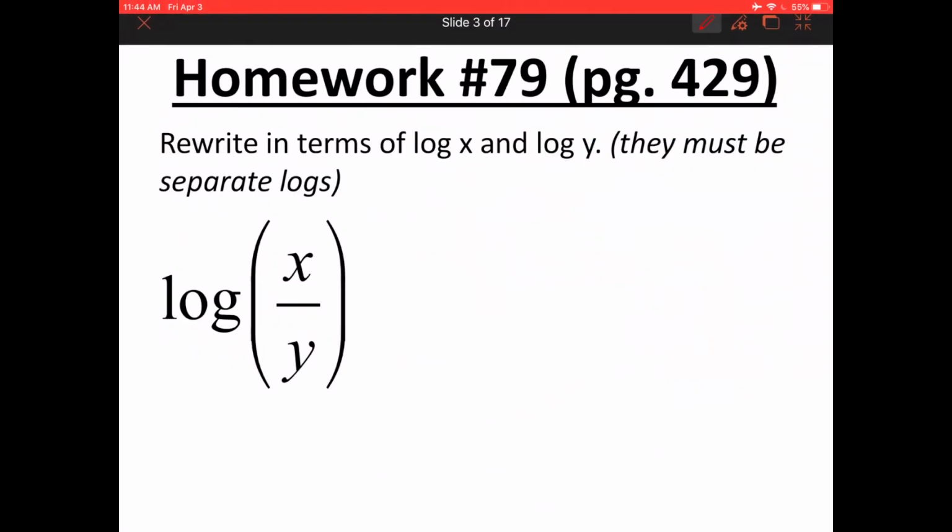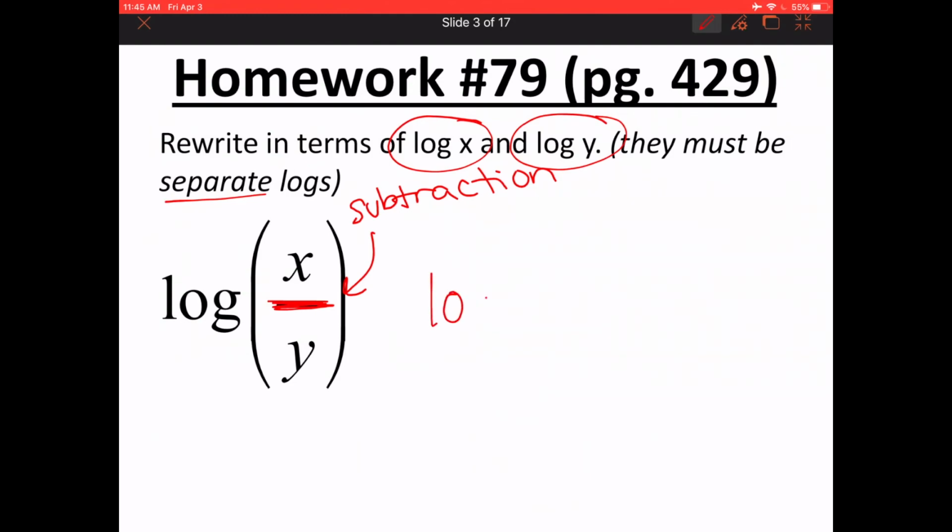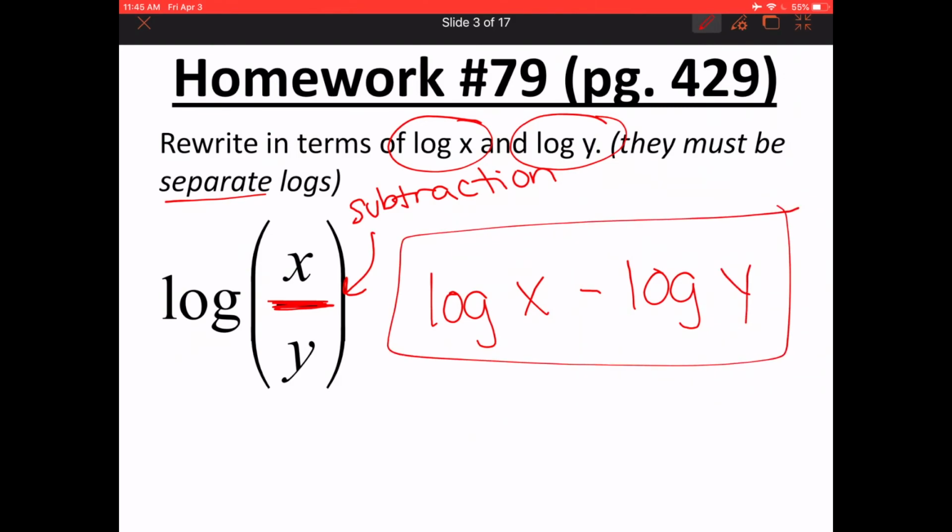So here's our first example. Rewrite in terms of log x and log y. So that means that you want log x all by itself, log y all by itself. Notice they must be separate logs. So if we are dividing, remember, we can separate these logs with subtraction. That was my property number 7. So how I'm going to separate these is log x minus log y. And that's it. That's my final answer.